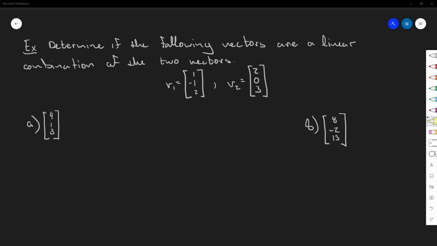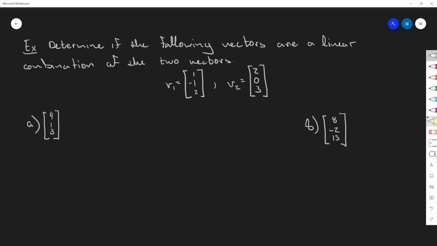So in this example, it is asking us to determine if the following vectors are a linear combination of the two vectors. Our first vector v1 is 1, negative 1, 2, and then our second vector would be 2, 0, 3. And our first vector that we have to check is 4, 1, 3.